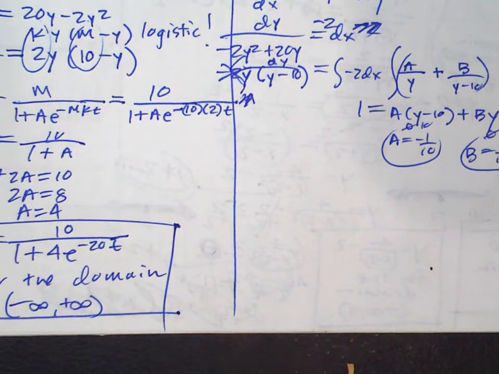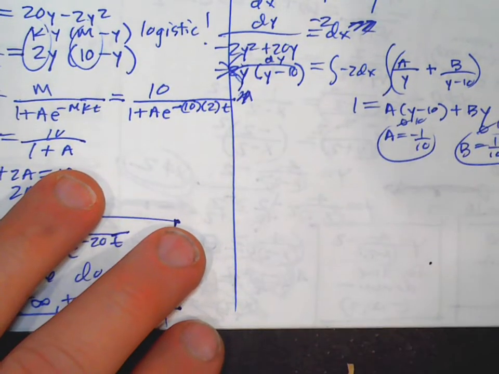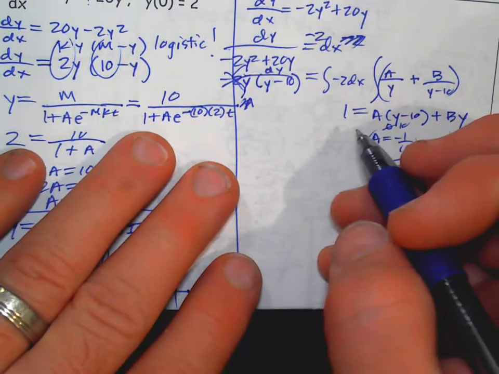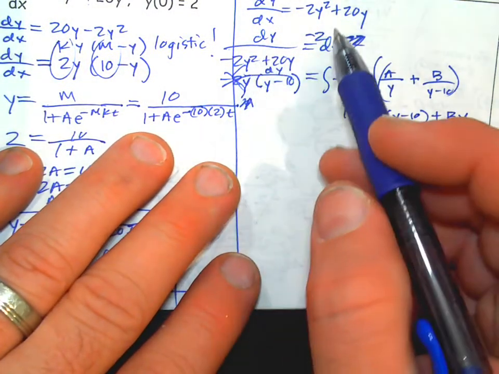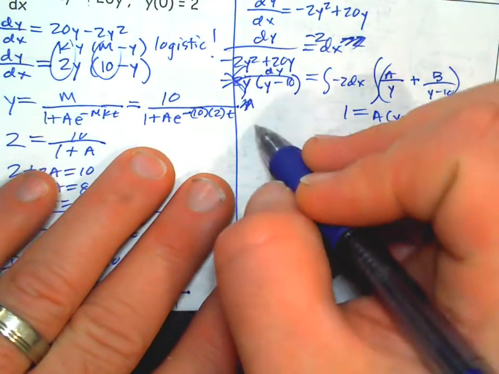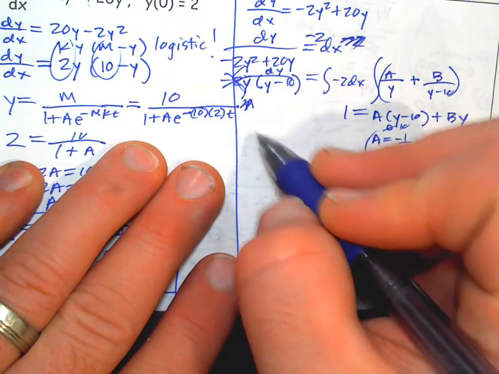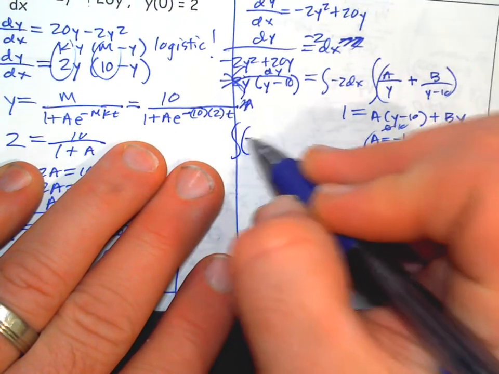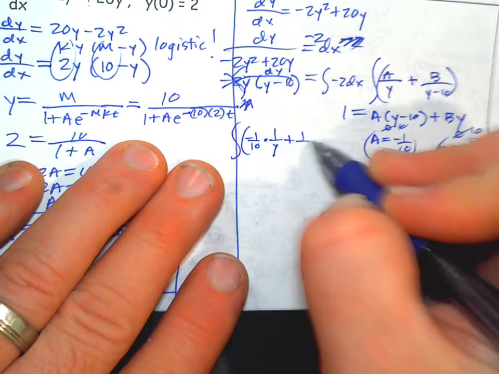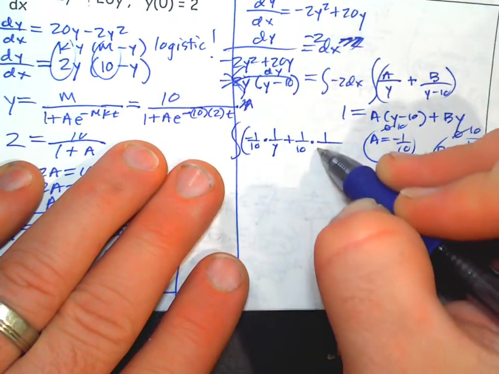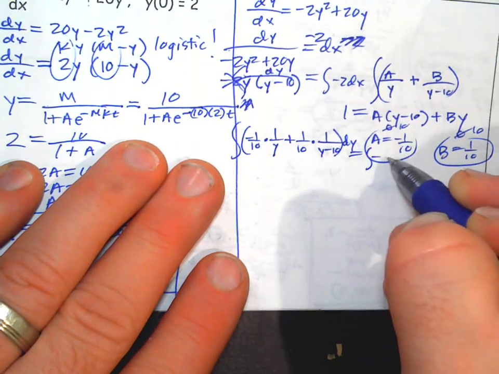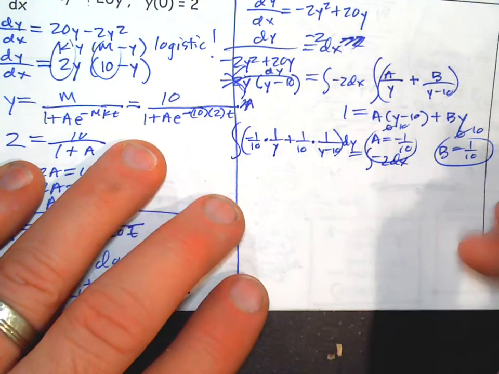All right, let's see. Now I'm doing this one a little differently than the way I did it in my solutions, but we should get the same answer. I didn't factor a negative out, but we should get the same answer when we're done. So we're going to get negative 1/10 times 1 over y plus 1/10 times 1 over y minus 10 dy equals the integral of negative 2x dx.